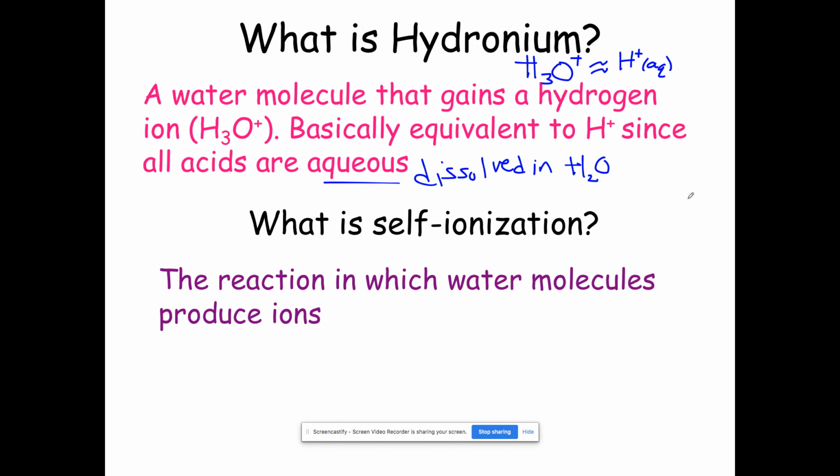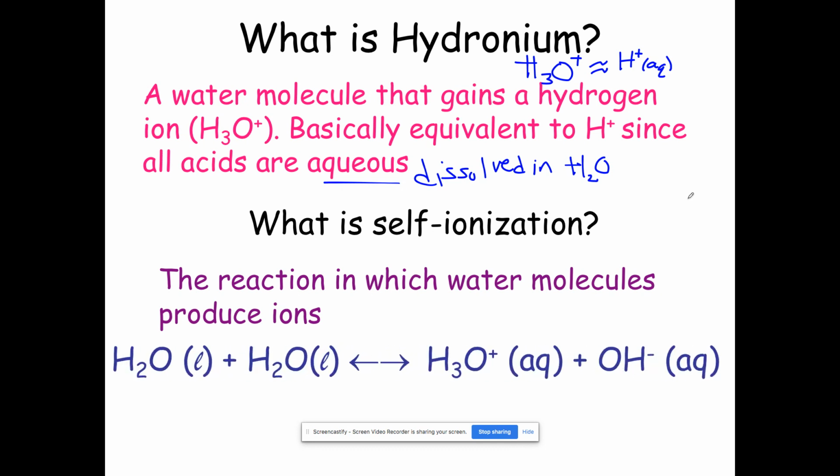Self-ionization means that water molecules in a container of water are constantly going to be breaking apart and also gaining extra things. So notice we've got 2 water molecules here. Some of them are going to gain protons and become hydronium. Some of them are going to lose protons and become hydroxide. And then there are other times when hydronium ions are going to be losing protons and becoming water, and hydroxide ions are going to be gaining protons and becoming water.